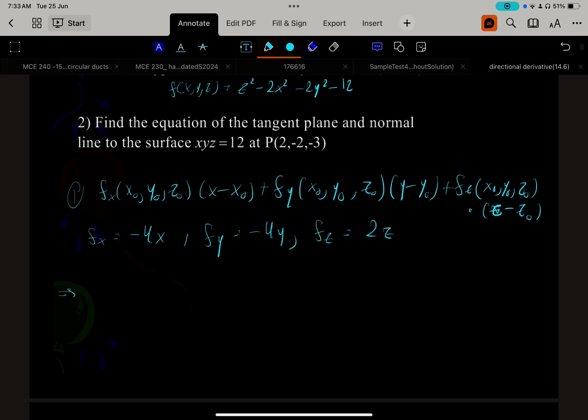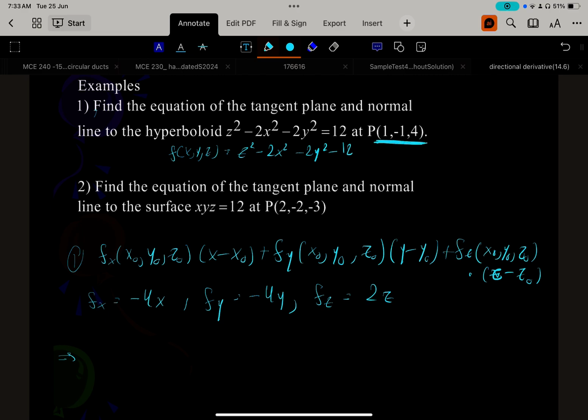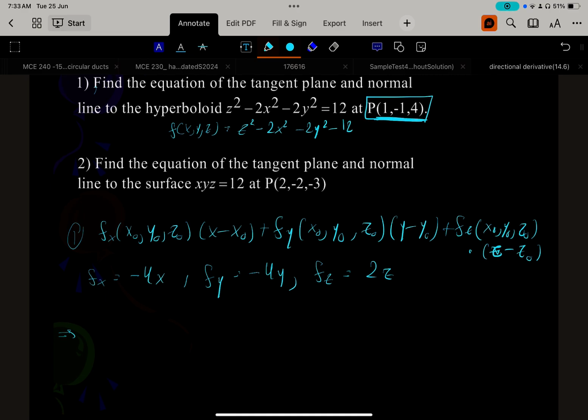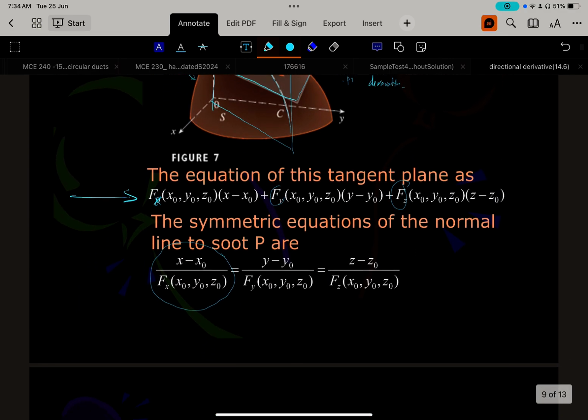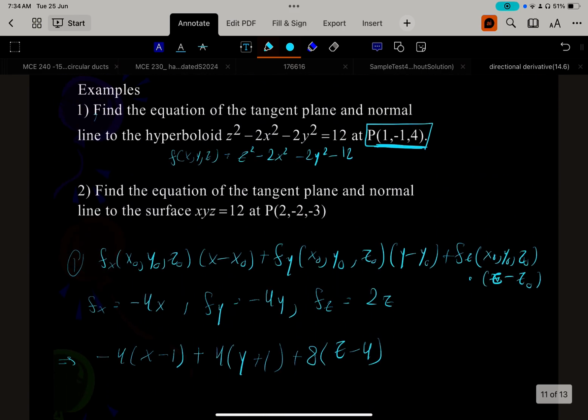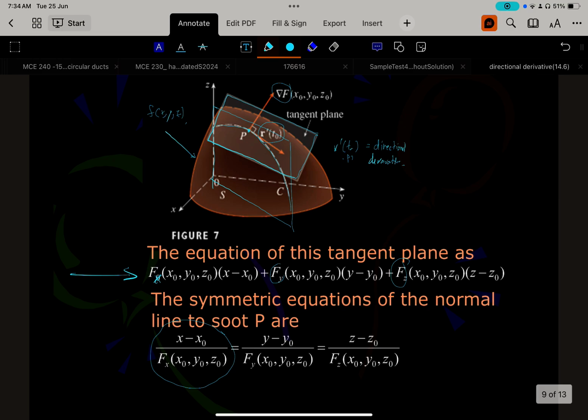First we substitute the values of x, y, z at the point P, which is (1, minus 1, 4). So we get minus 4 times (x minus 1), plus, substituting minus 1, 4 times (y plus 1). Then for z, multiplying by 4, we have plus 8 times (z minus 4). And this is the equation of the tangent plane.